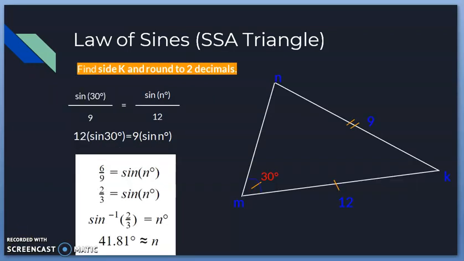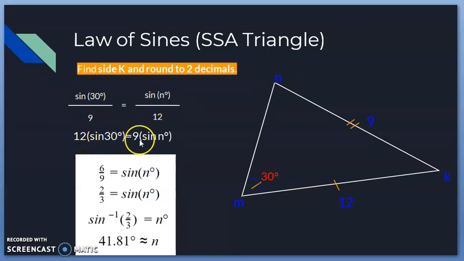We are given an SSA triangle. We're asked to find side K and round to 2 decimals. So if we first take a look at this, we'll notice that K does not have a value associated with it, not side K, not angle K, meaning we're going to first have to find something that has a side length, and this is N. N corresponds to here, and it doesn't have an angle, but we can find it using the law of sines as our first step. So we'll have the sine of 30 degrees over 9 is equal to the sine of N over 12. Cross multiply here.